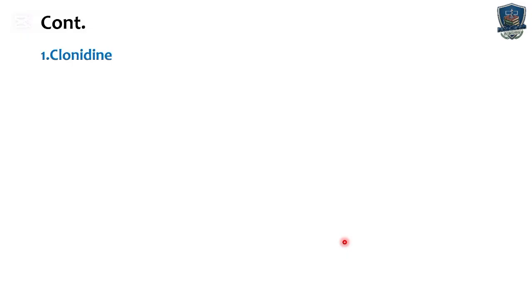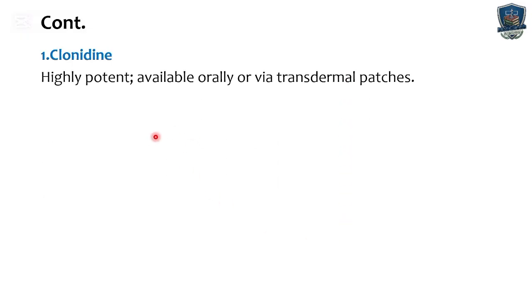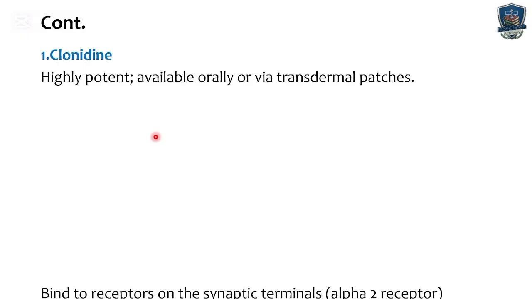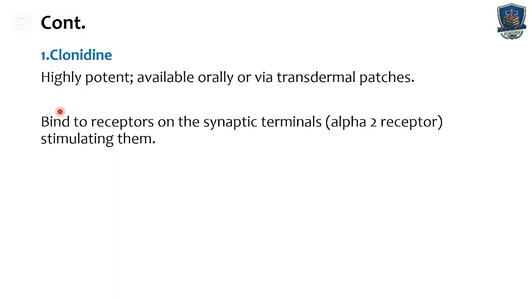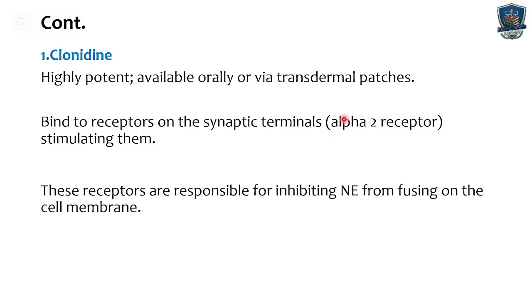So let's begin with clonidine. Number one, you should know it is highly potent and is available orally or via transdermal patches. As I've explained, it binds to the alpha-2 receptors on the synaptic terminals and stimulates them. Clonidine doesn't work against alpha-2, it promotes alpha-2, because remember, we want to promote alpha-2. When promoted, alpha-2 inhibits the sympathetic outflow. That's what we want to do.